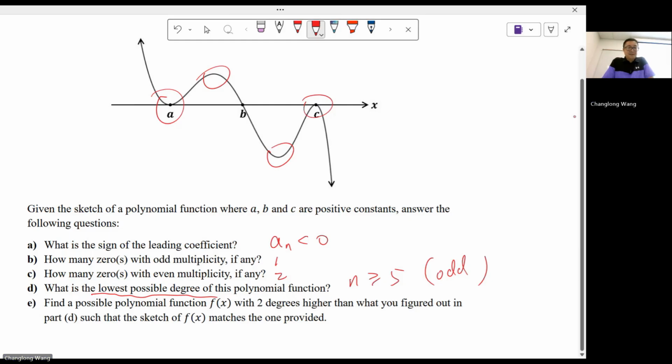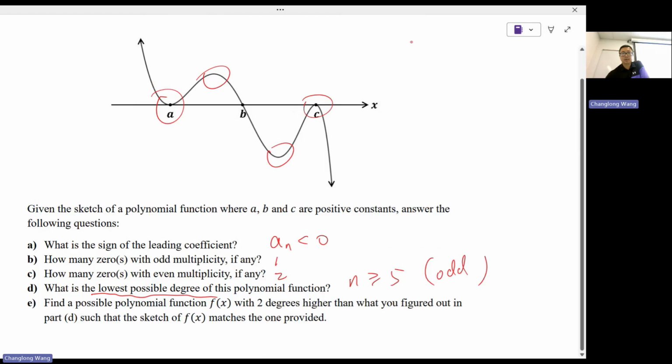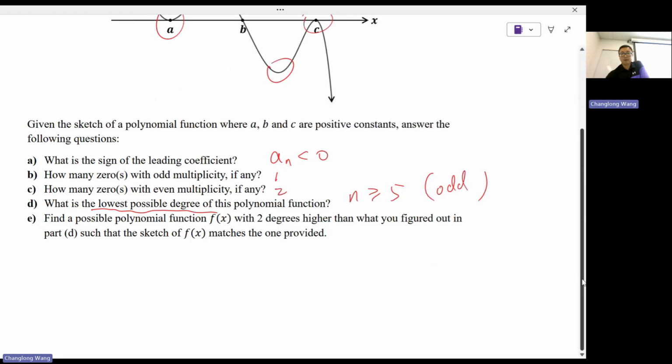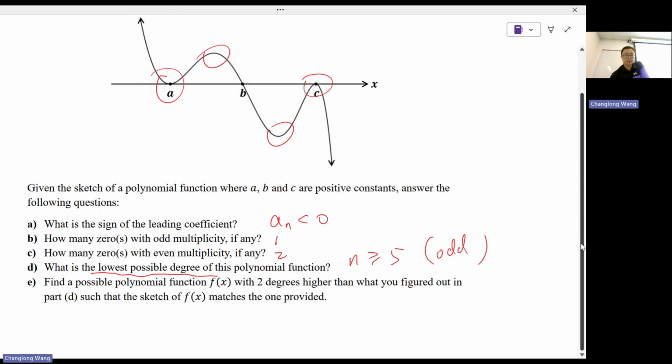No? All right. Well, let me propose one so you guys can check, and more importantly, tell me why or why not the graph matches the one I proposed.